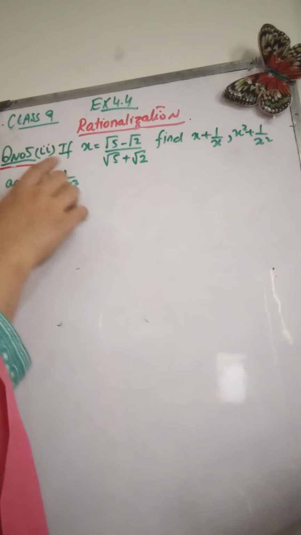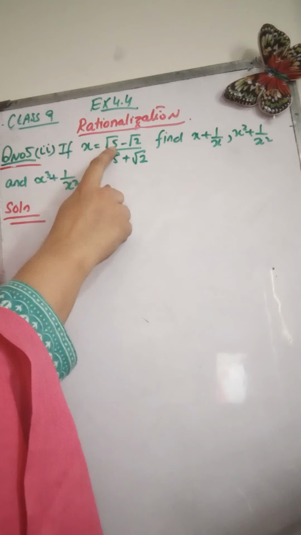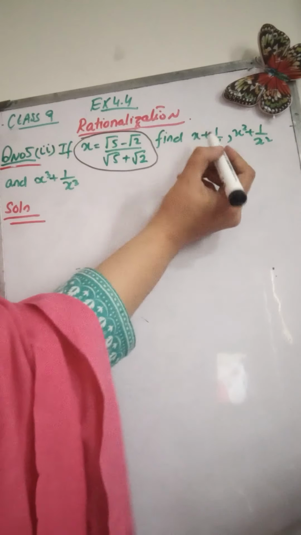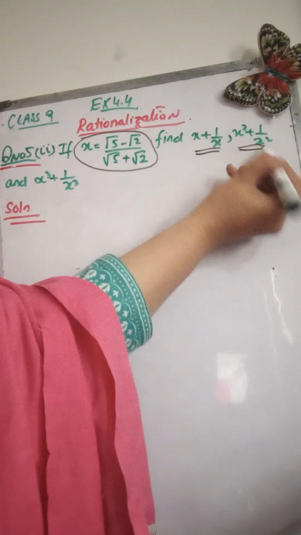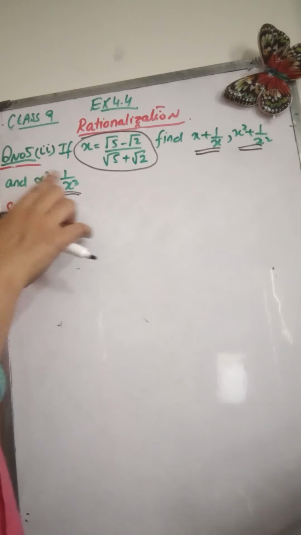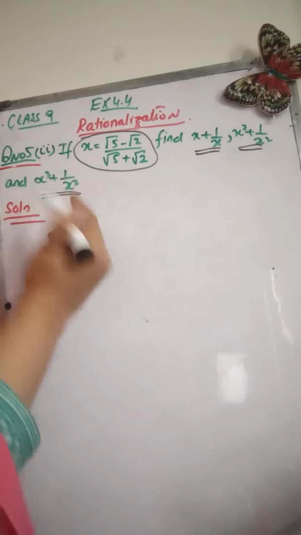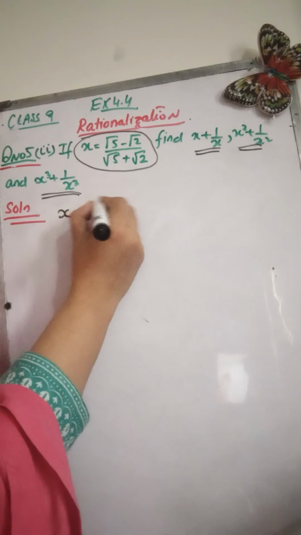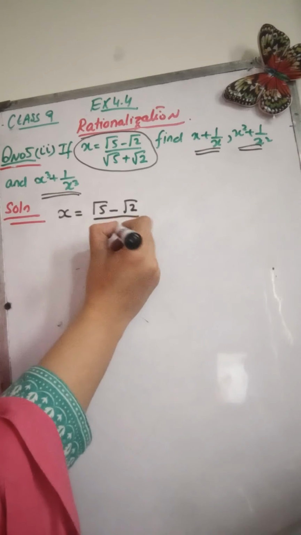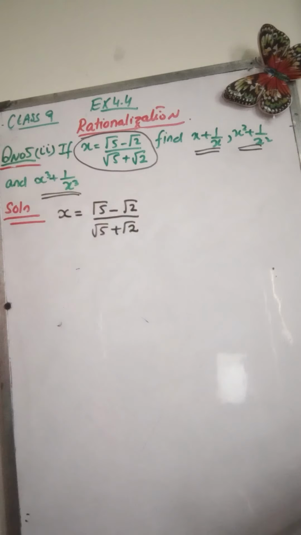Now question number 5, part 2, you are given x equal to (√5 minus √2) over (√5 plus √2). So over here we are given x, and we have to find x plus 1 over x, x square plus 1 over x square, and x cube plus 1 over x cube. For this we are given that x is equal to √5 minus √2 over √5 plus √2.